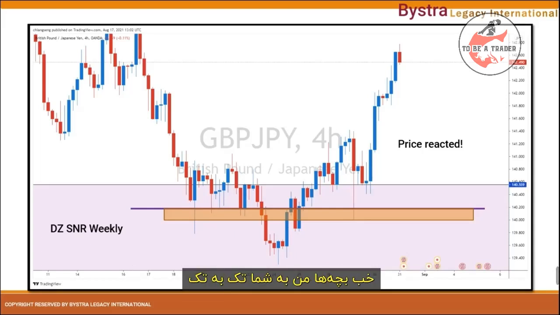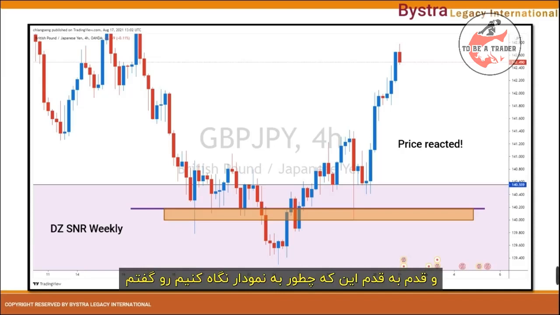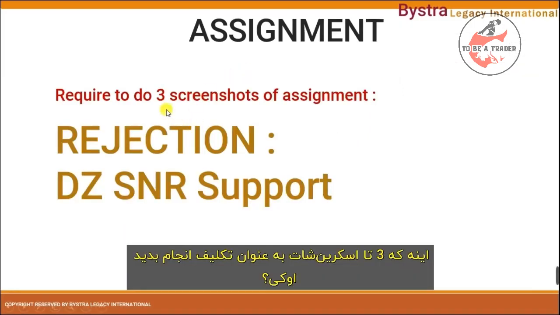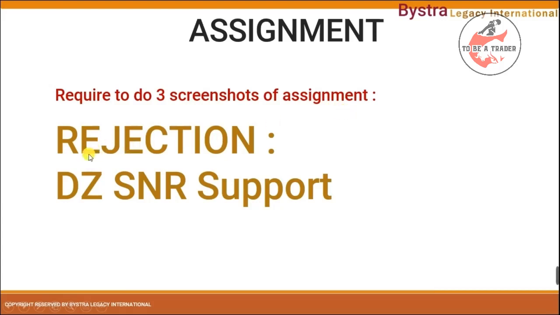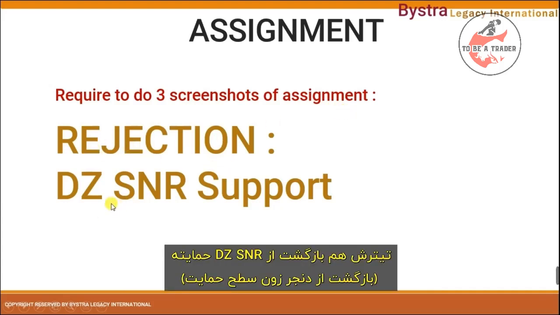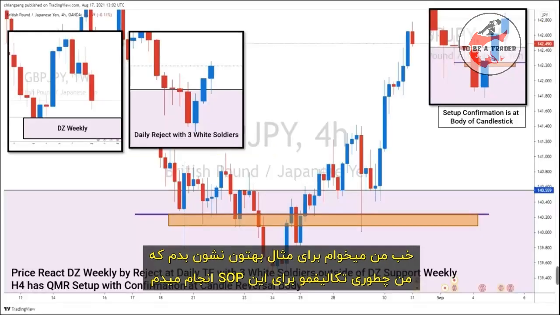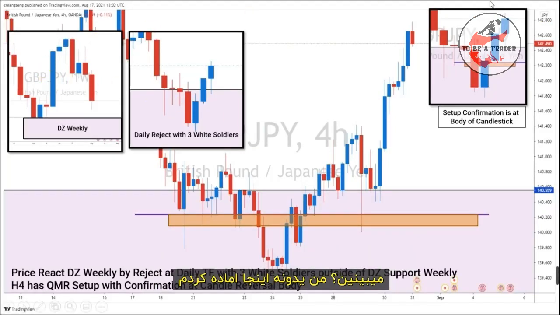So now, guys, I already show you one by one, step by step of how we look into the trading view chart. What I want you to do now is to do 3 screenshots of assignment. Okay, the topic will be the rejection at the DZSNR at the support level. So I'm going to show you example how am I going to do my assignment for this SOP. See, I have prepared one here.